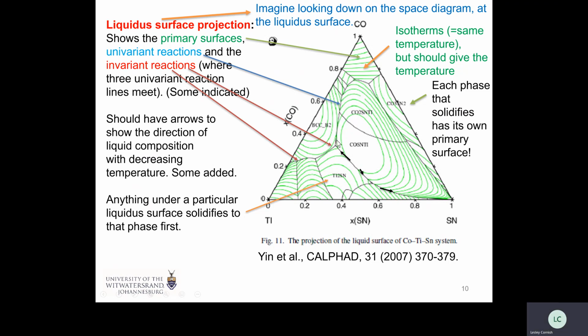I've mentioned the univariant reactions. So there's three phases involved. The univariant reactions occur at the joins between the different Liquidus surfaces. There's three phases involved, and it's the two solids either side and liquid, okay? And where three surfaces meet, that's when you get an invariant reaction because you've got four phases. You've got the three that meet, and always you've got liquid because it's a Liquidus surface.